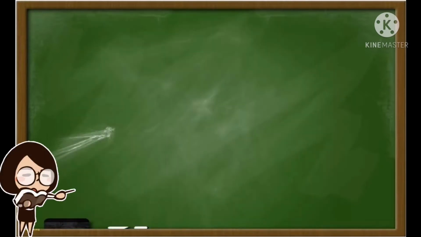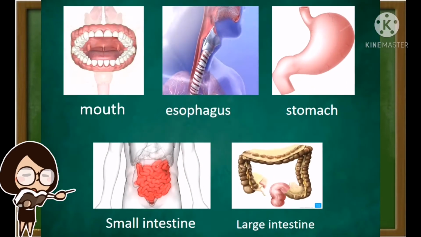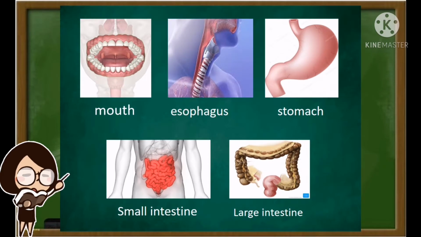Okay, let's check if your answers are correct. Let's start at the upper left corner. First, mouth, esophagus, stomach, small intestine, and large intestine.